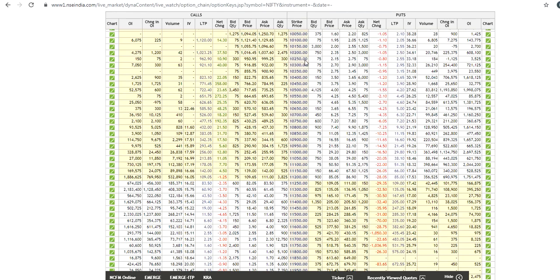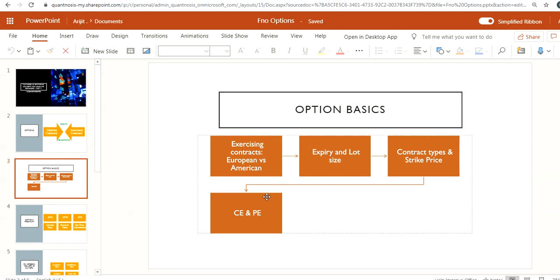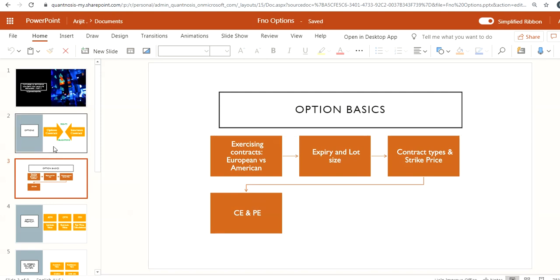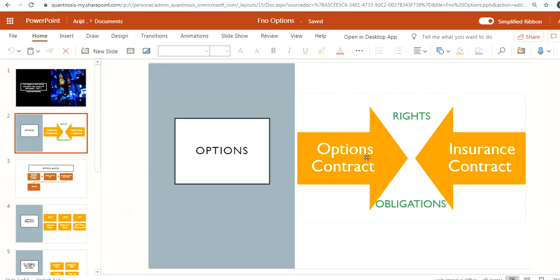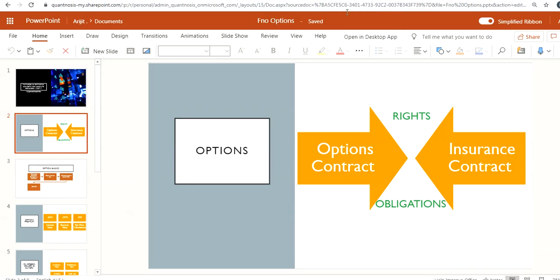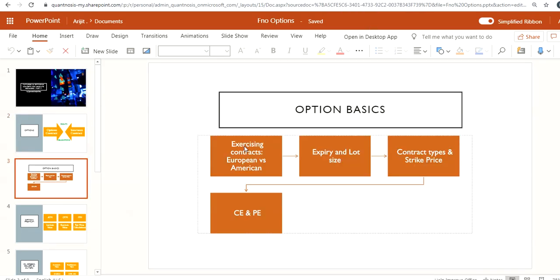So the strike I mentioned, if an option buyer buys a strike in the CE contract or call option, that means if price goes above that strike price, the option buyer gets a right to buy the underlying at the given strike price. This might sound a little bit complicated, but it is really not.